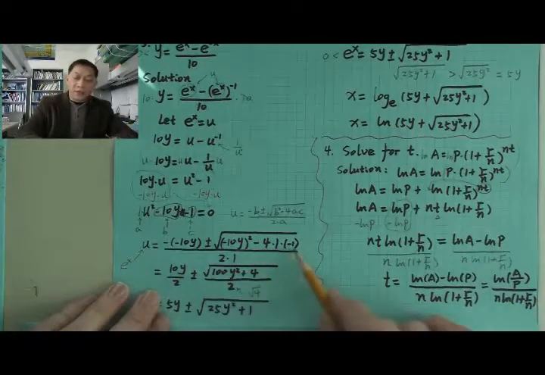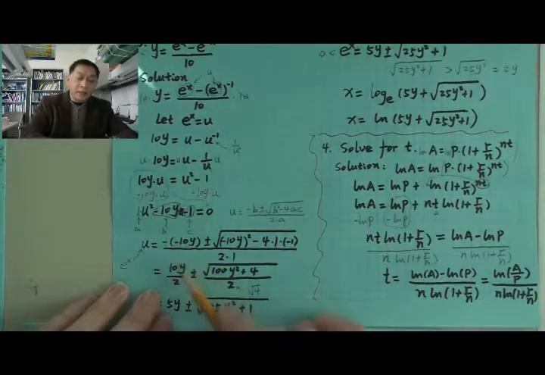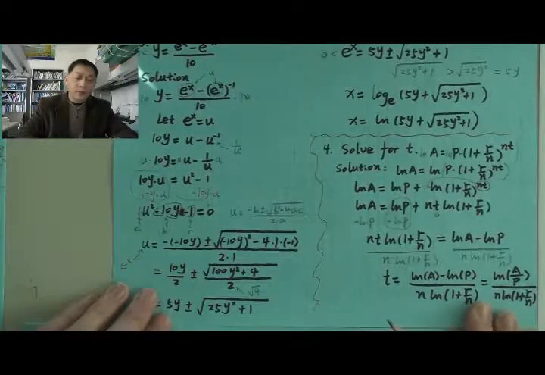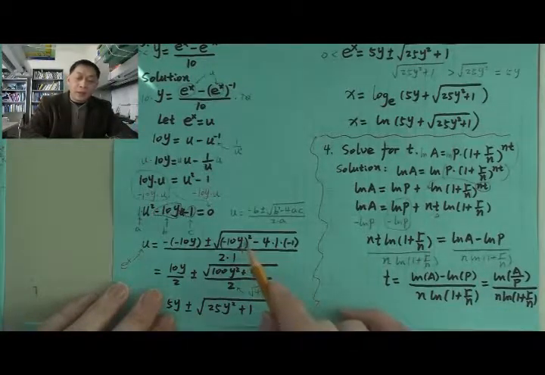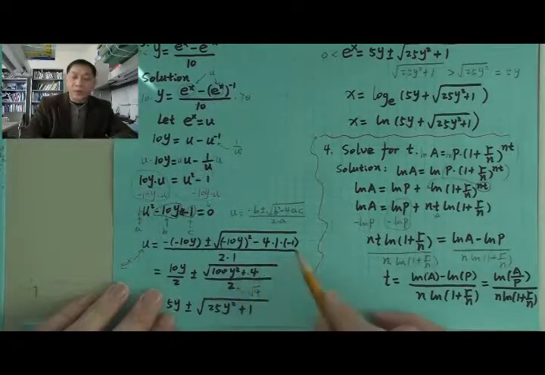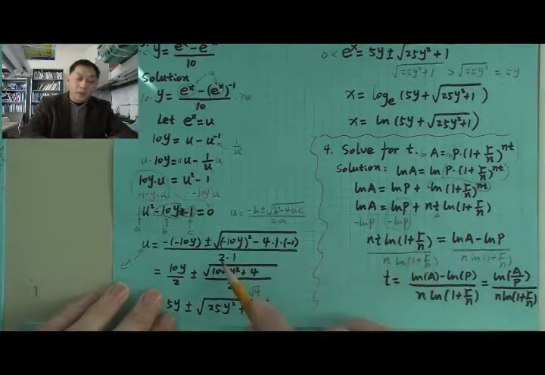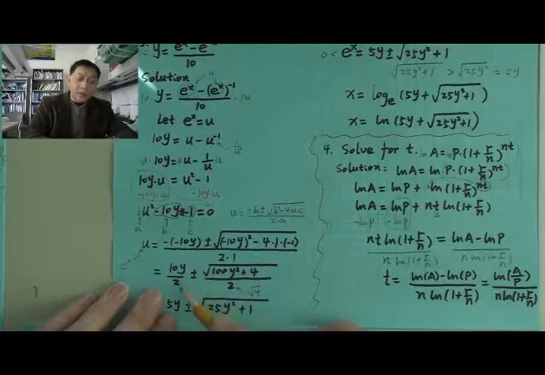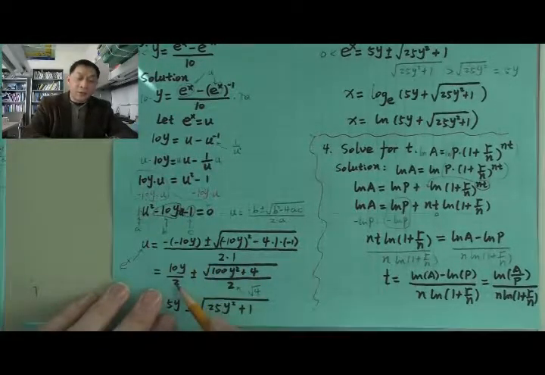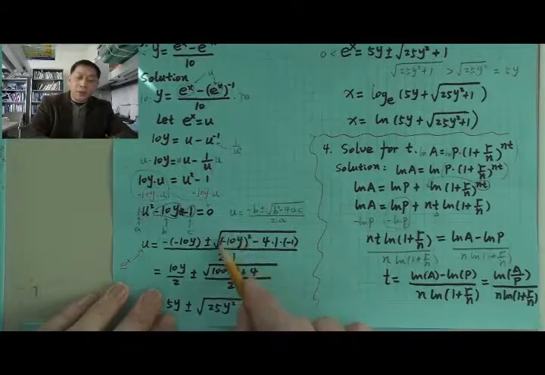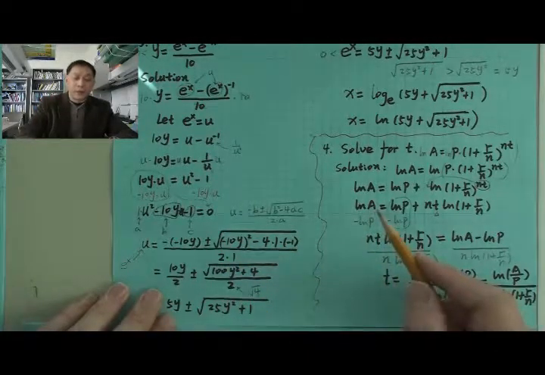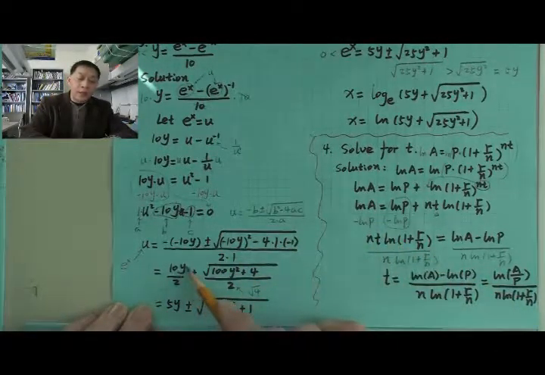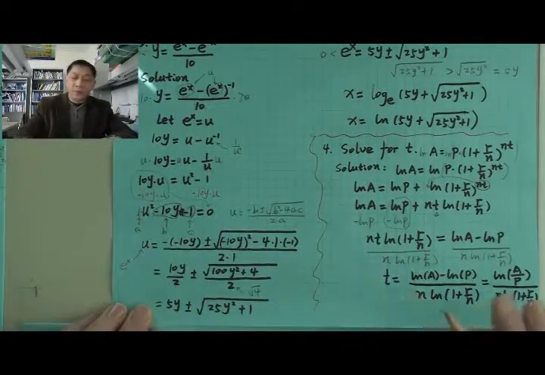Then we end up with this. Again, negative, negative is positive. And then here, negative 10y squared is 100y squared. Negative, negative, so you have a positive 4 here. These two, as a denominator, it divides the 2 tens upstairs. So 10y divided by 2, and the whole quantity divided by 2. We know 10y divided by 2, that's 5y.